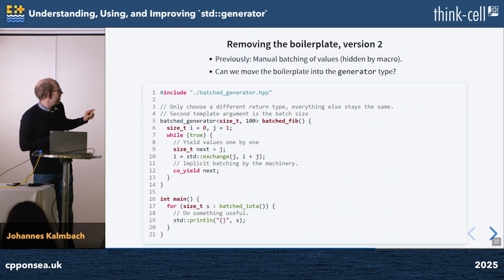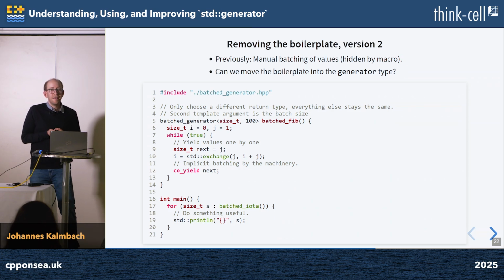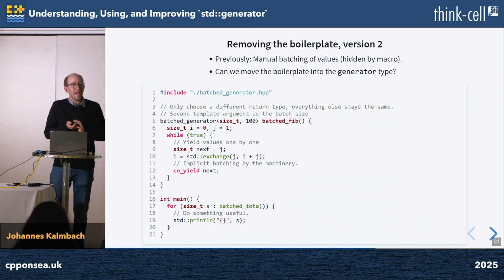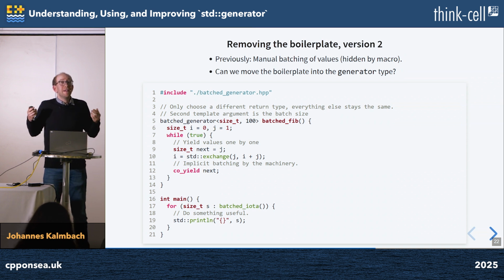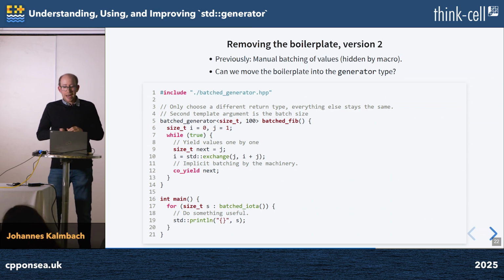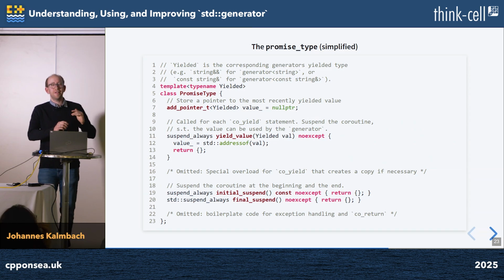Basically, the only thing that is different is that in line 5, it does not say generator, it says batched generator. That's the difference. And the assumption is I've implemented the machinery of this batch generator in a way that this co-yield in line 12 actually does not immediately yield the value, but stores it in a buffer until it's full.